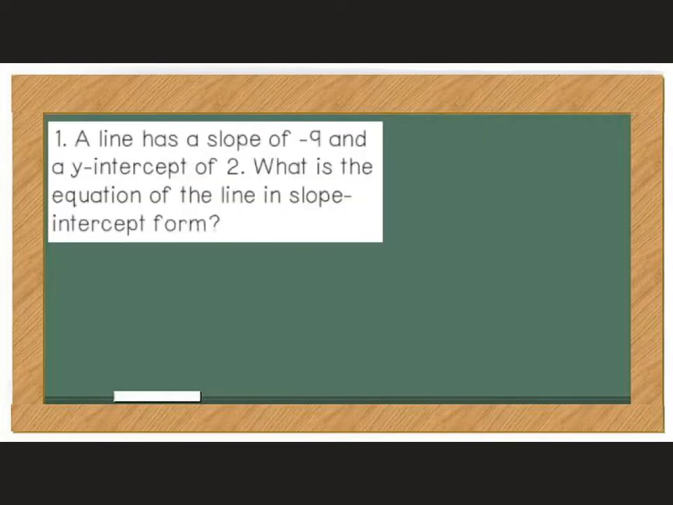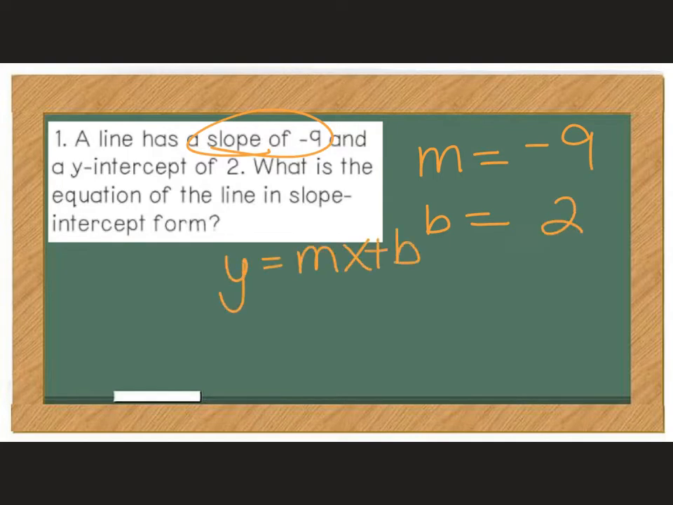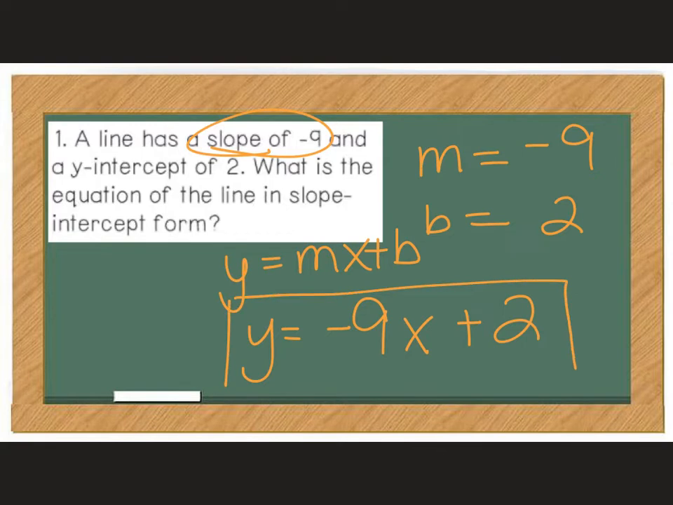A line has a slope of -9 and a y-intercept of 2. What is the equation of this line in slope-intercept form? You're going to hear me say we need an m, we need a b. In this case, the m is -9, the b is 2. So y equals mx plus b. All I'm doing is putting these values where they belong. So now we have y equals -9x, and in this case it's a plus 2. Because it's a positive 2, it stays just like that. So y equals -9x plus 2.